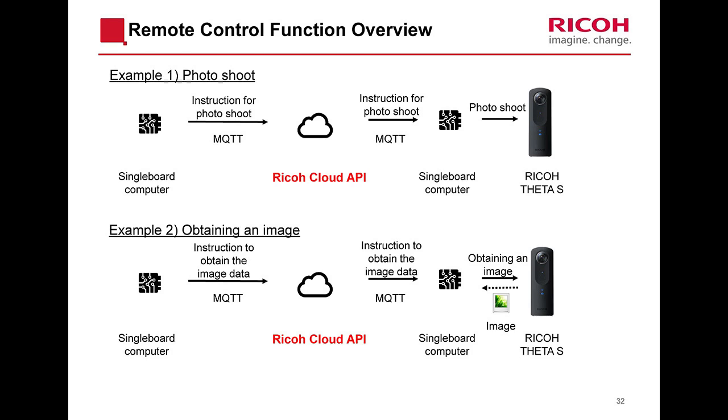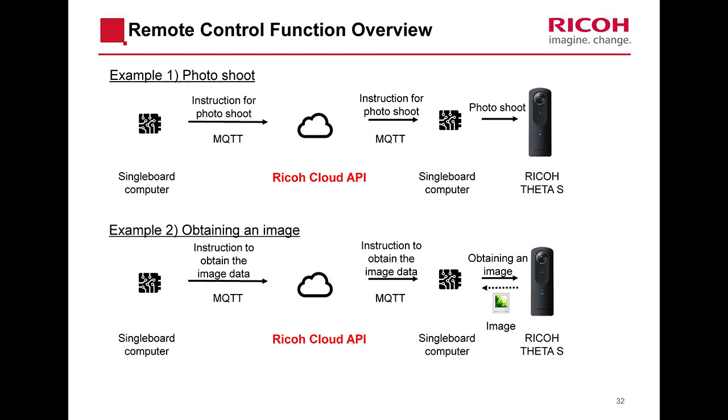As Aikawa presented earlier, this screen shows our image of the world where, for instance, the remote control function is available. The first example uses 2 single-board computers, which you can regard as small computers. We use 2 of them, the Cloud API and a RICOH THETA. The first single-board computer issues a shoot instruction to the API. Then the API instructs another single-board computer. The THETA connecting to this second computer shoots an image. All of these are realized by using the MQTT protocol, often used in the IoT field.